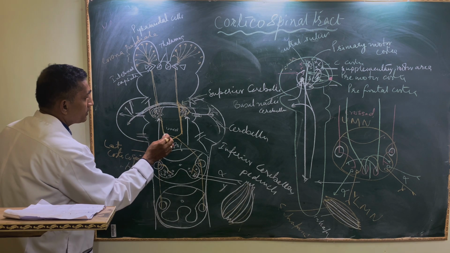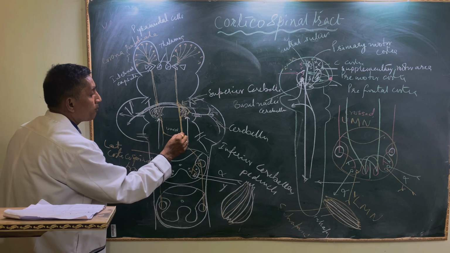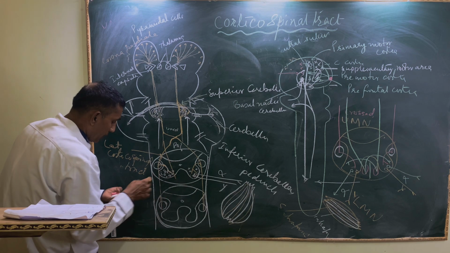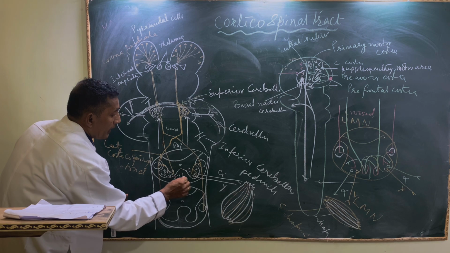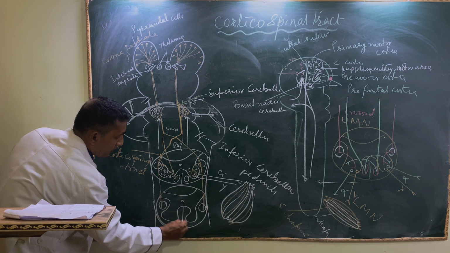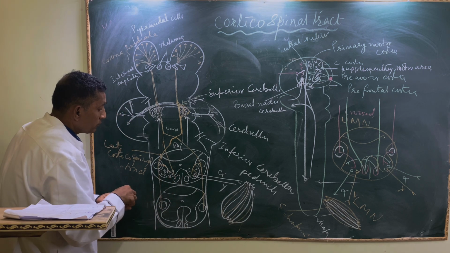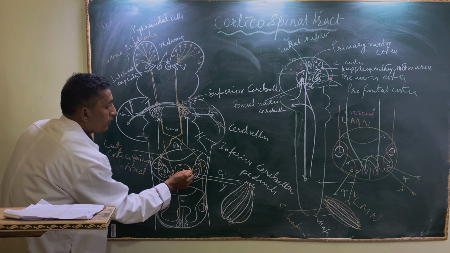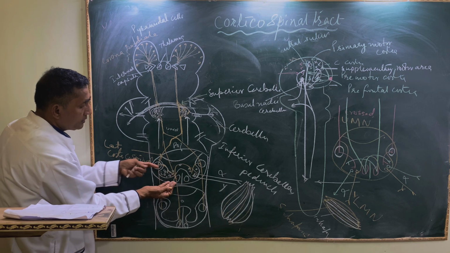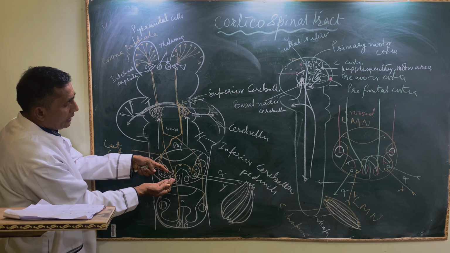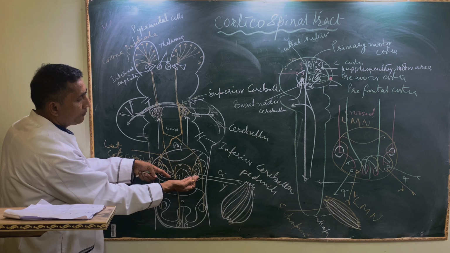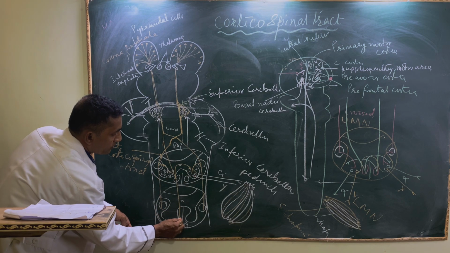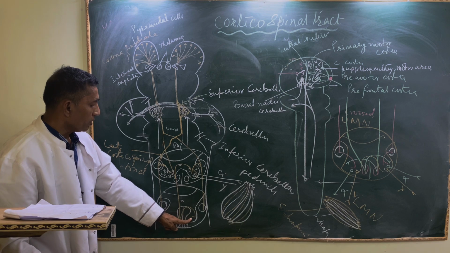Now the remaining 20% of fibers move through the anterior column. This is the anterior column. They move through the anterior column, and these fibers terminate on the opposite side of the ventral horn. So this is the right anterior column, and this fiber terminates on the left side ventral horn. Here also the same thing, they terminate in the left side of the ventral horn.